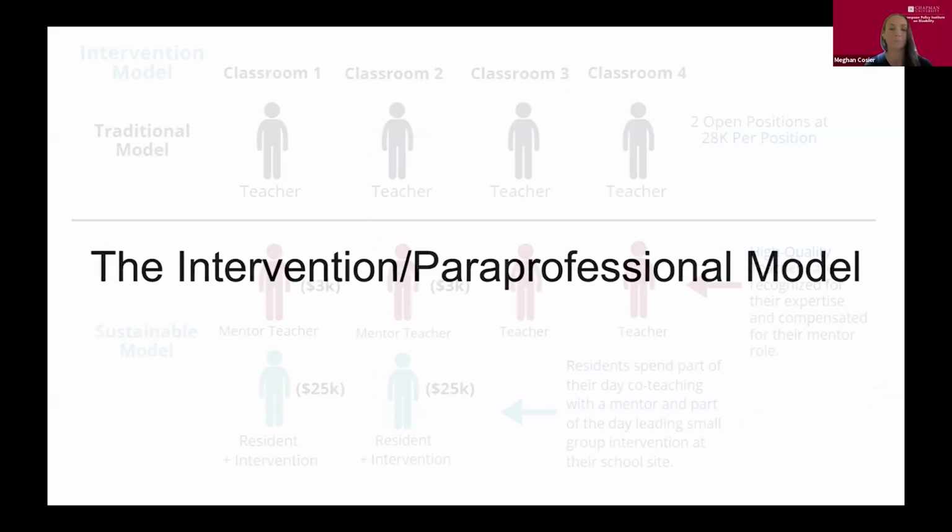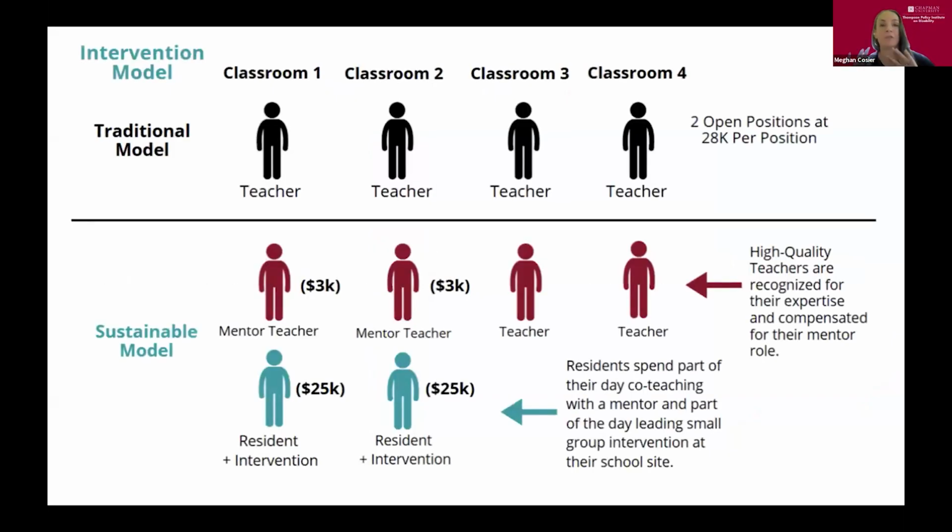So one model that we've been working with in the state, and I'll give you an example, is the intervention paraprofessional model. For the sake of time, this does not use any CTC funding. This does not use any grant funding. This is completely funded with reallocated funds from district funds. So you have two open paraprofessional positions, or some intervention funding that you have. That's $28K a piece.